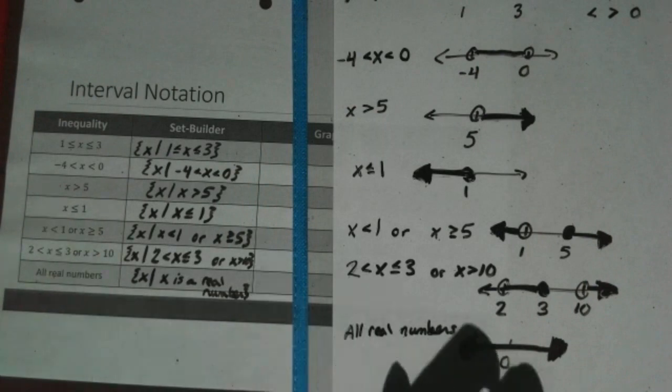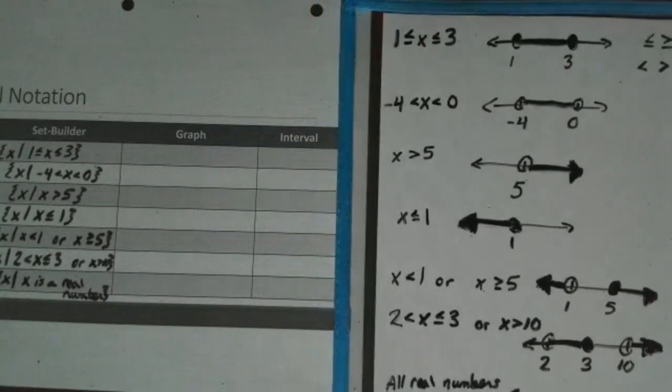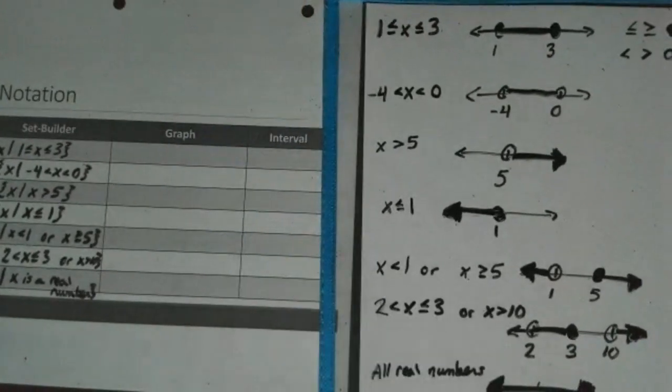Now that we have the graphs, we're going to work on writing interval notation. And having a graph is going to make writing interval notation significantly easier. Interval notation is a way of writing an interval to where you don't need to include the variable. It's only going to tell us about the endpoints, and then anything in between we just assume is included.